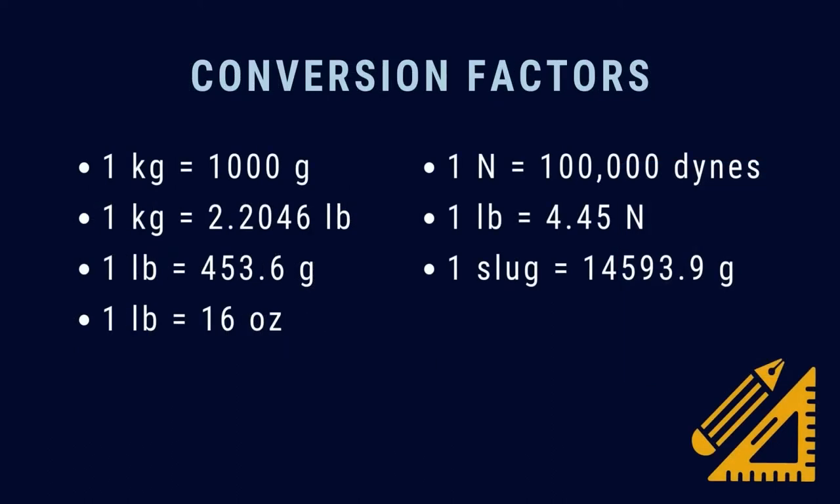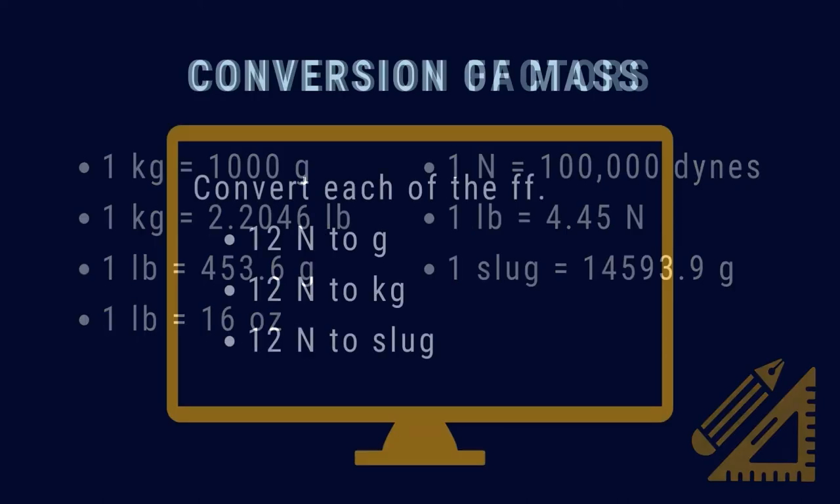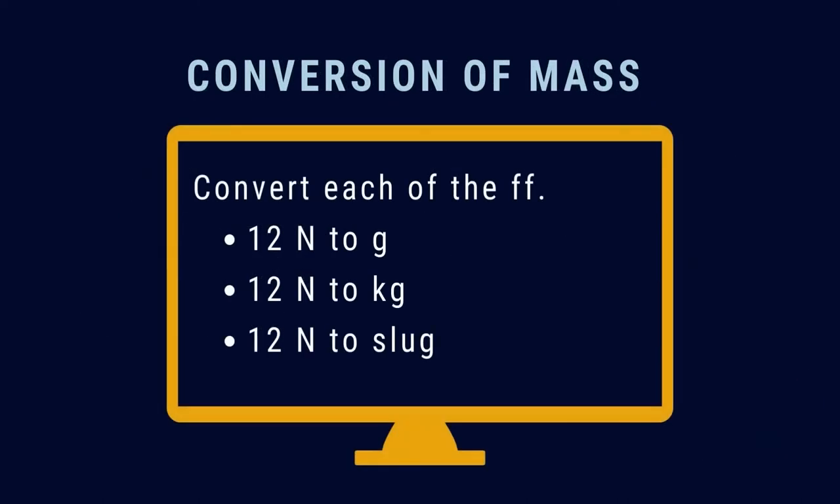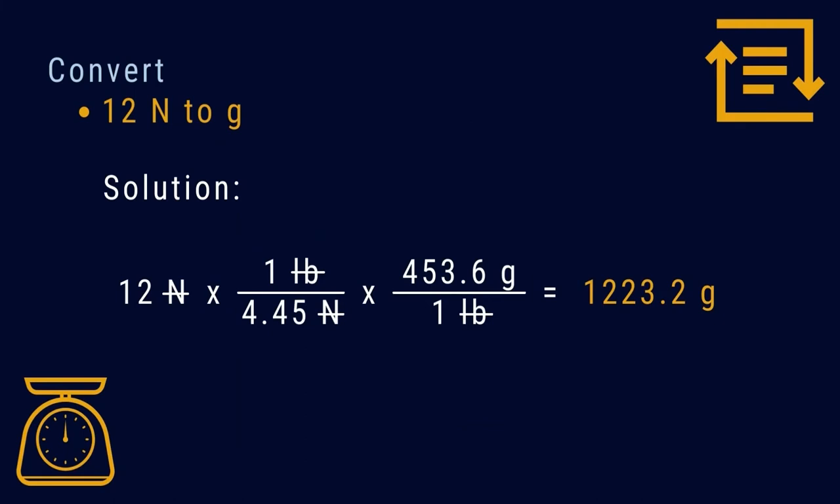For the conversion factors of mass, we have 1 kilogram equals 1,000 grams. We have 1 kilogram equals 2.2046 pounds, and we have 1 pound equals 453.6 grams, and so on and so forth. For the conversion of mass, we will convert 12 newton to grams, kilograms, and to slug. For our first example, we will convert 12 newton to grams.